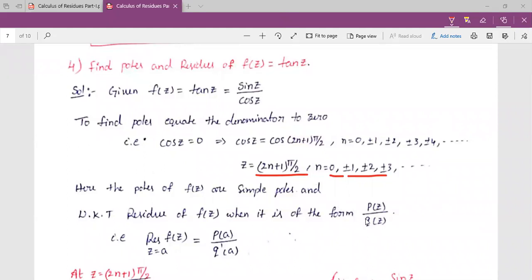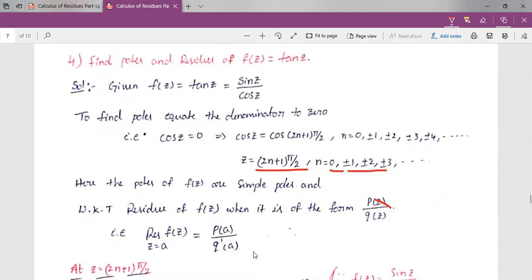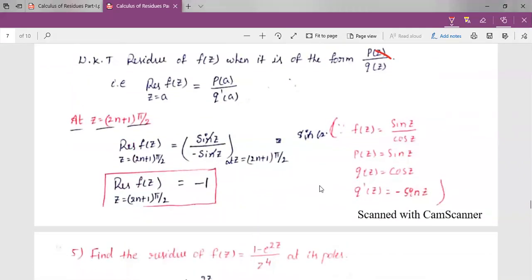So here our function is in a different form, that is sine z by cos z. So we use the second formula here. That is, the residue of f of z when it is of the form p of z by q of z is p of a by q dash of a. So when we observe our f of z function, it is of the form p of z by q of z. Here p of z equal to sine z and q of z equal to cos z.